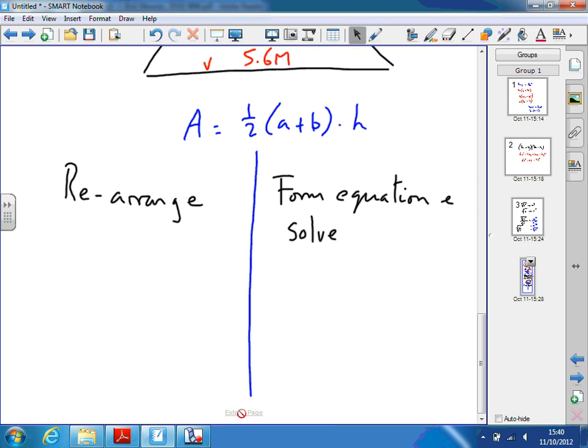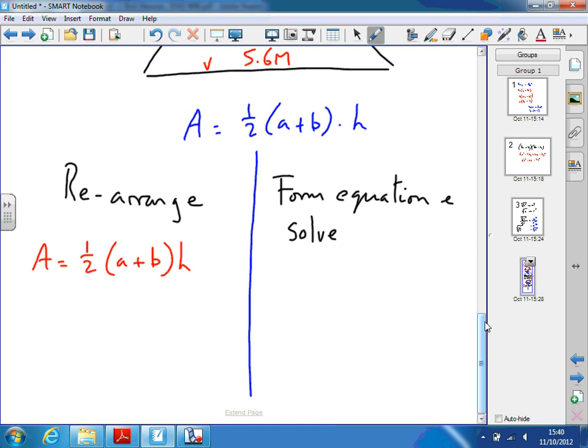We can go, and I've sort of divided the board so we can follow both routes and see whether or not we get the same answer. We can either leave the formula as it is, leave it in formula form and then rearrange that formula, and then once we've rearranged it, put the numbers in to get the answer. Or we can put the numbers in at the start, and then we've got an equation to solve because we only have one unknown. So we're going to try two ways. We're going to either rearrange this formula and put the numbers in, or we're going to form the equation.